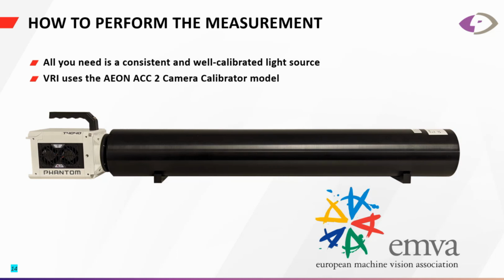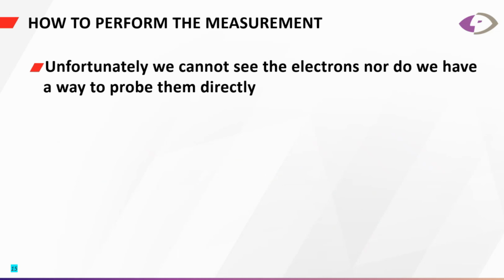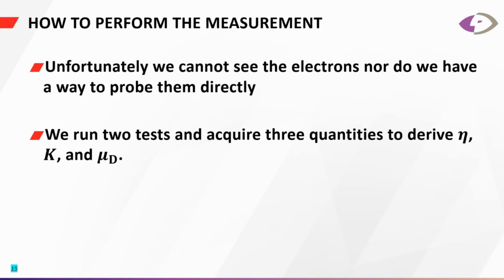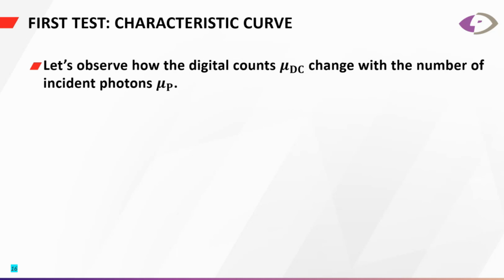So now to actually talk about some of these measurements and deriving them. So unfortunately, we're not able to see the electrons, and we don't have a way to probe them directly. So we want to run a couple different tests to derive 3 quantities: quantum efficiency, system gain, and the temporal dark noise. So looking at the first test is the characteristic curve. Now, this is not actually reported on the EMVA 1288 summary sheet, but it's really important to derive these specs. So we want to see how the digital counts change with the number of incident photons.